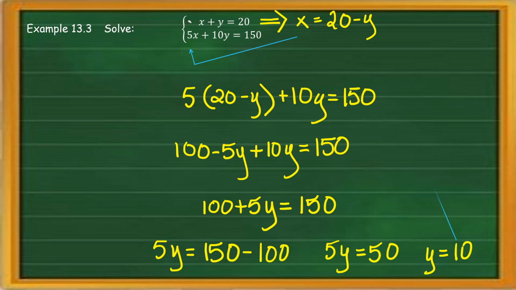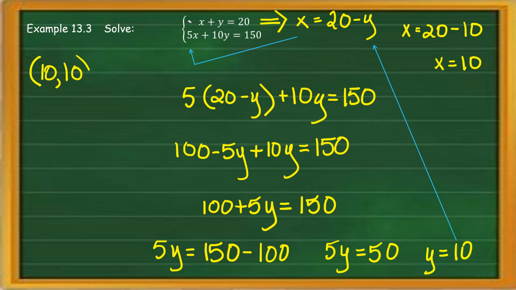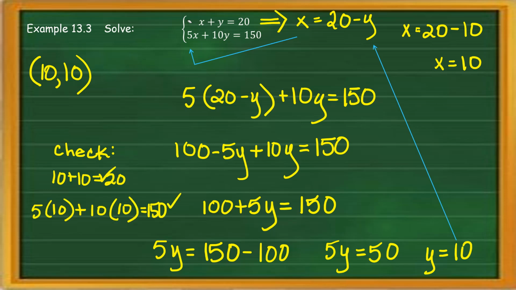And then you will take that value and plug it in for y in the equation we had at the beginning to find out what x is. And that will give you x equals 20 minus 10, which means x is 10. So you get the point 10, 10 for your answer, and you can check that in the original equations really quickly. So put it into the first equation, and you're going to have 10 plus 10 equals 20, which is very true. And then the second equation, you're going to have 5 times 10 plus 10 times 10 equals 150. So 50 plus 100 does equal 150, so it works. You can be sure that that is the correct answer.